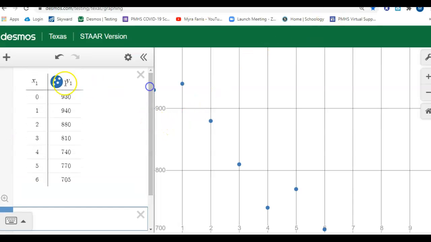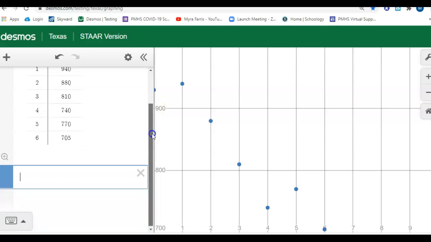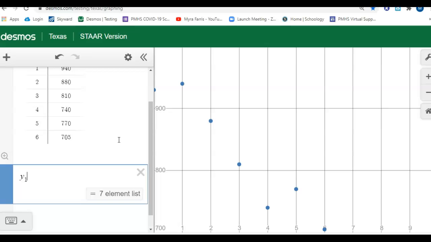Do you see up here on your chart, it doesn't just say x and y? What does it say? X1 and Y1. So I am going to type Y1. I just typed Y1 and Desmos automatically made it into what's called a subscript. It automatically did that little lower one.